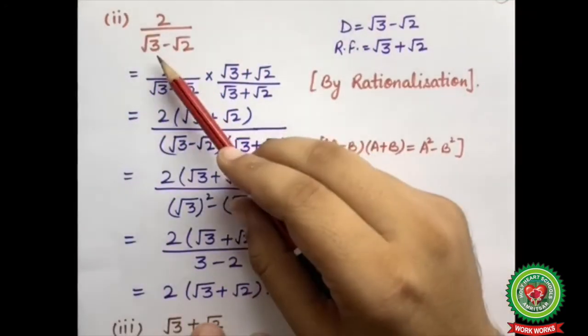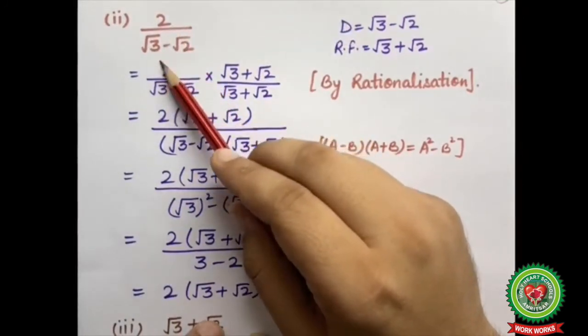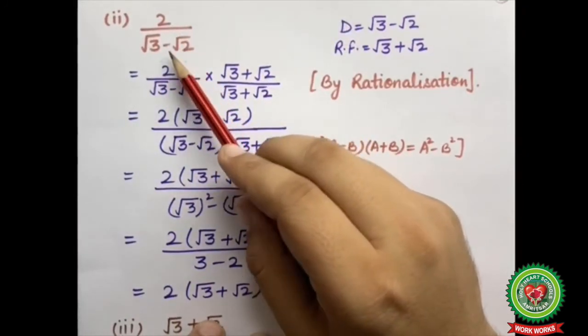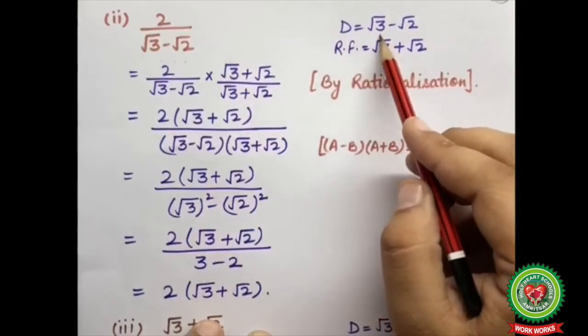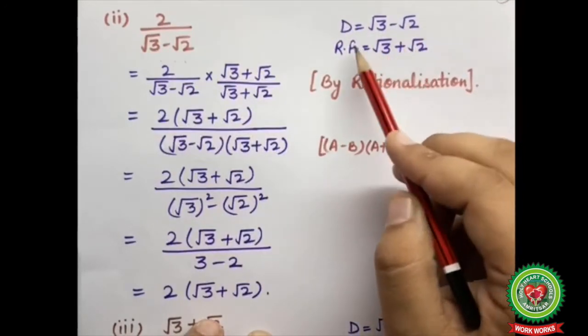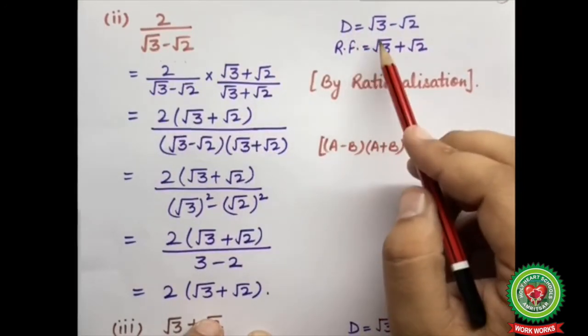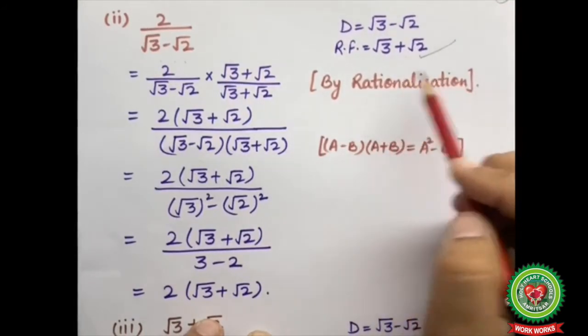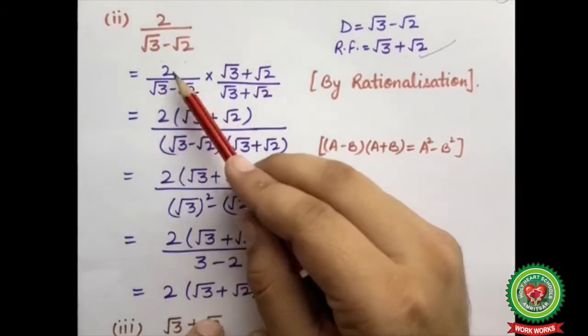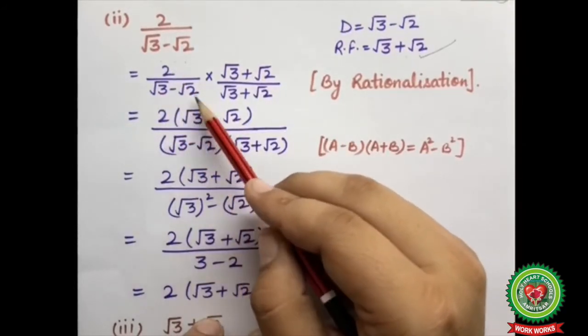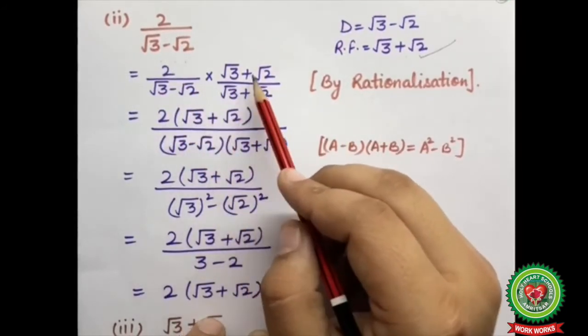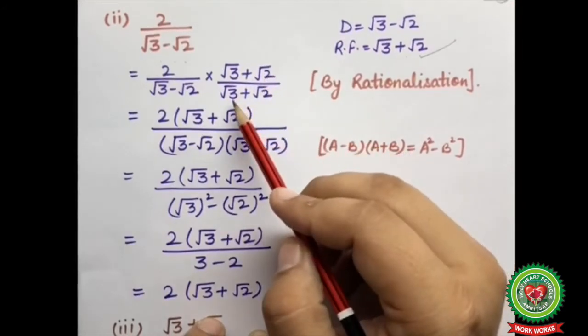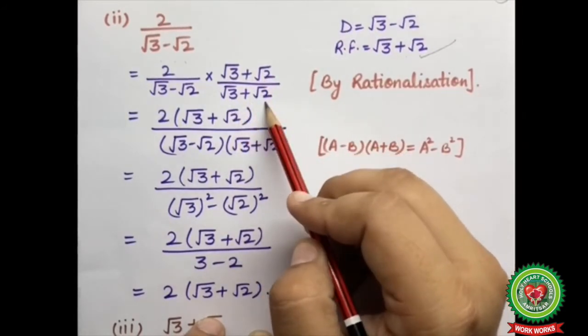So let us discuss one more example based on this type. The next example is of 2 upon under root 3 minus under root 2. Now in this case, the denominator is under root 3 minus under root 2. So the rationalizing factor or the RF will be under root 3 plus under root 2. So by rationalizing, we are going to get 2 upon under root 3 minus under root 2 into under root 3 plus under root 2 upon under root 3 plus under root 2.